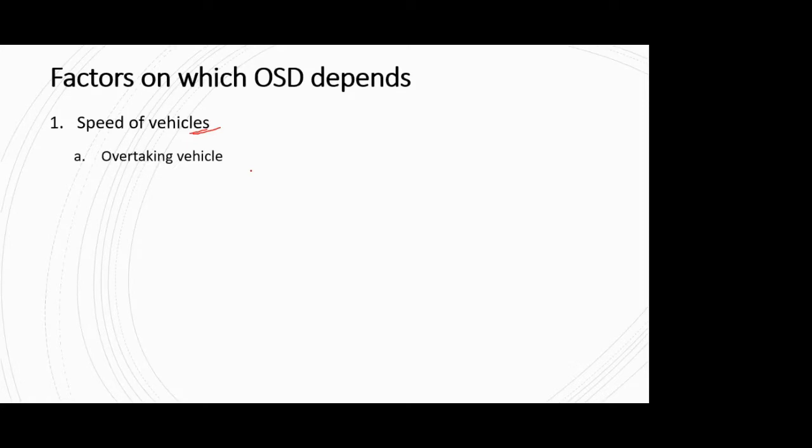So obviously you have an overtaking vehicle. Understand the terms, or remember the terms. You have an overtaking vehicle, which is nothing but the fast moving vehicle. Then you have a second vehicle, which is the overtaken vehicle, which is the slow moving vehicle.